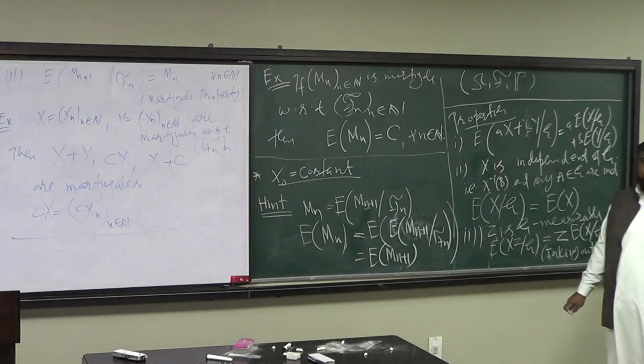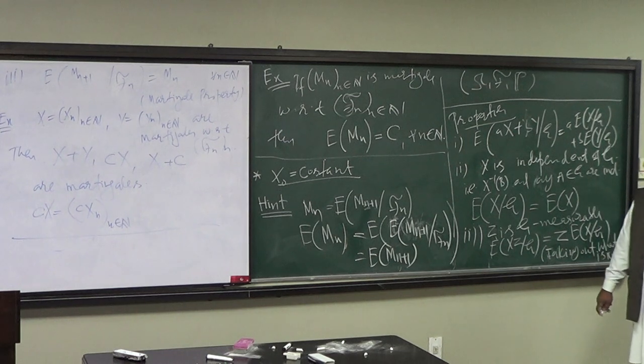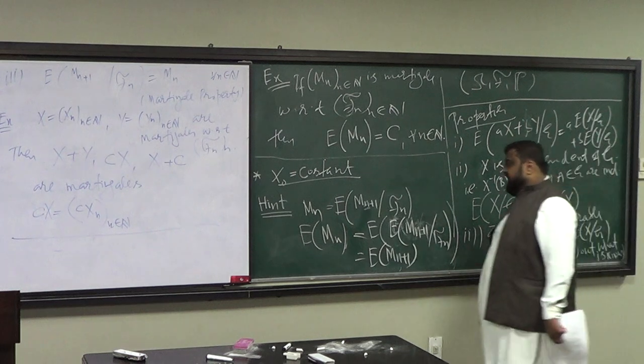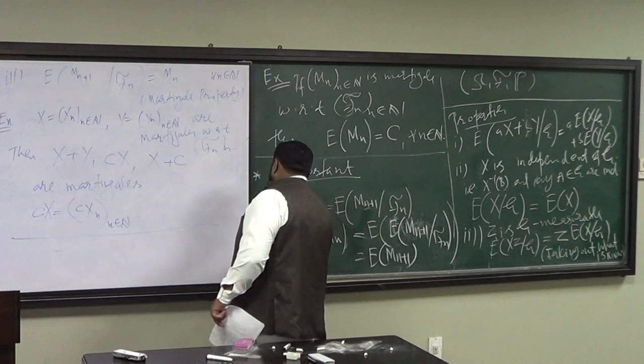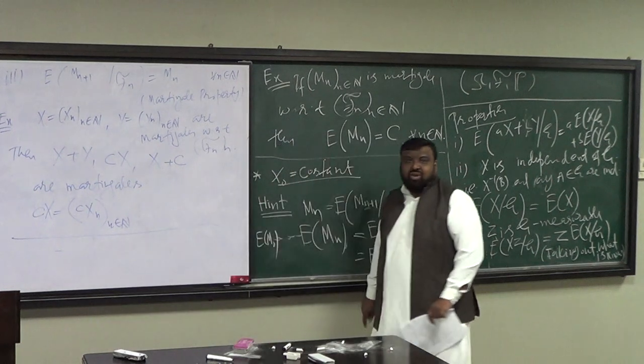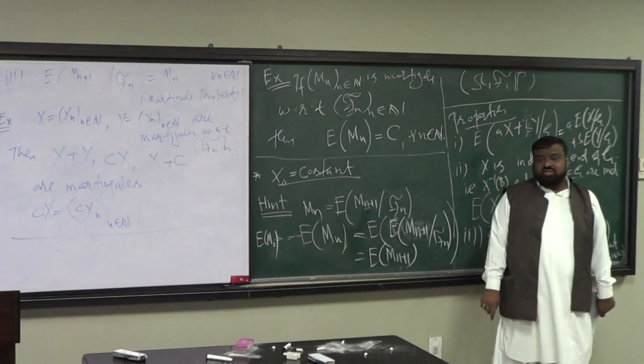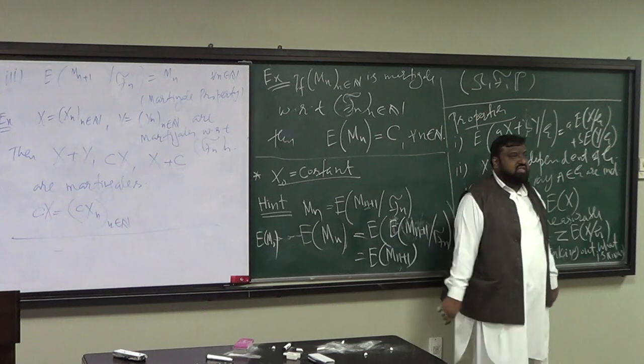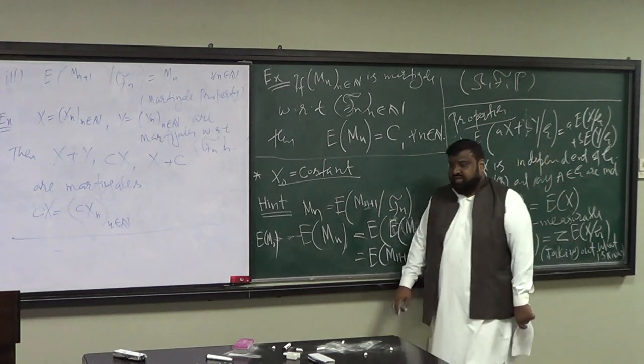So the expectation of Mn is the same as that of Mn plus 1, the same as Mn minus 1, and it should be the same as the expectation of M0, where M0 is a constant, so everything is constant. Okay? See you after the break.